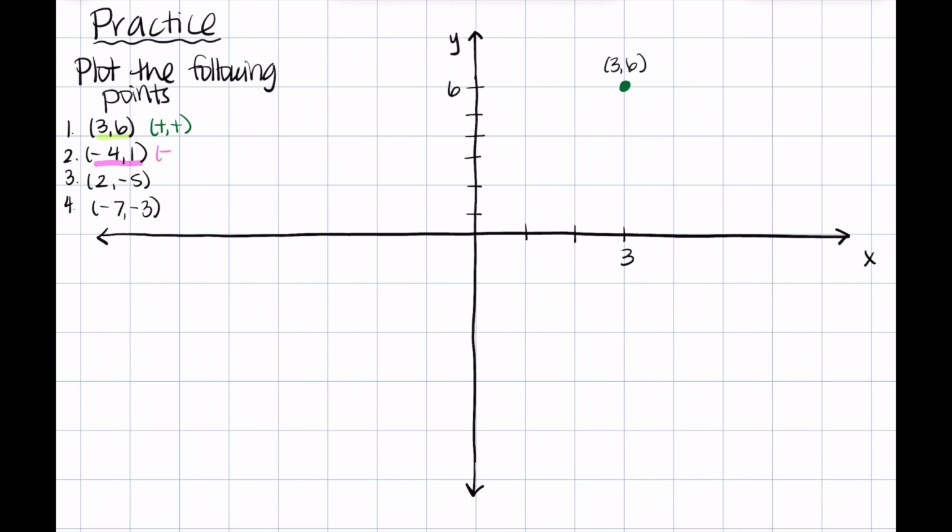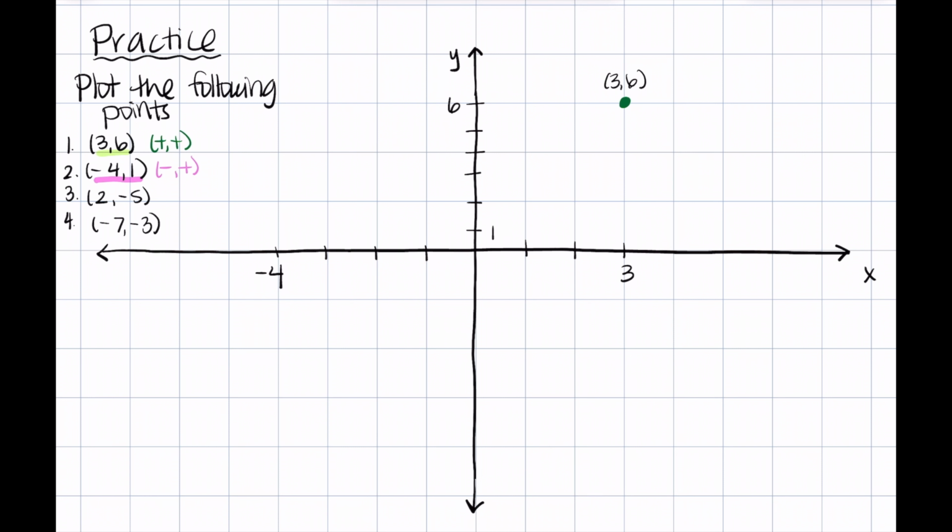Now we'll move on to our second one. For number 2, we have -4, 1. Here our x is negative, so that would put us into the second quadrant. So I will go over by 4 and up by 1. I have labeled the -4 and the 1. I have now plotted my point.